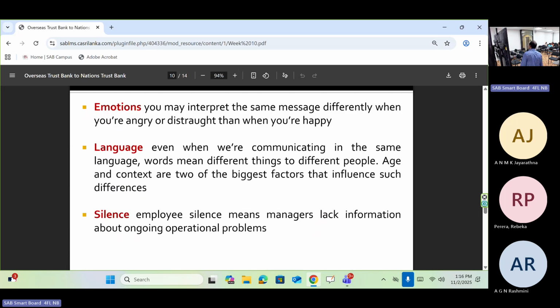Then language, no, it's a huge barrier. Frequently seen. Language is not only the particular medium like English, Sinhala, Tamil. It involves many things. Even culture, ethnic background, all may come as a varying language.